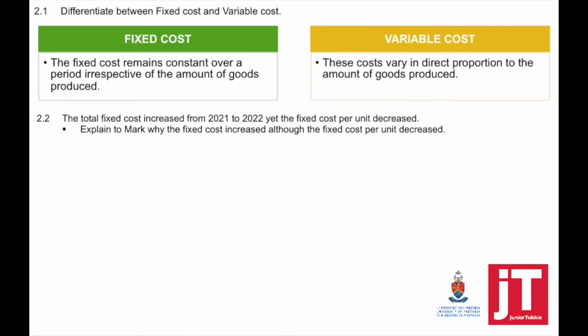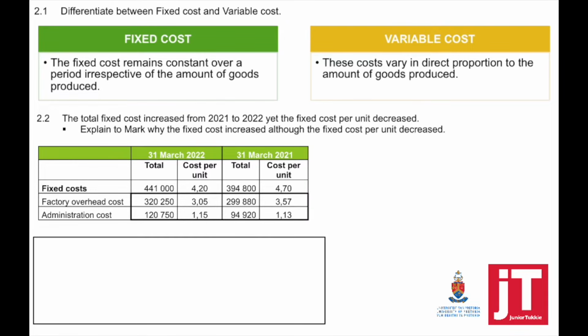produced. Question 2.2. The total fixed costs increased from 2021 to 2022, yet the fixed cost per unit decreased. Explain to Mark why the fixed cost increased although the fixed cost per unit decreased. So if we just look at the information here, if you take note, the total fixed cost increased, yet the cost per unit decreased. This is what we call economies of scale.